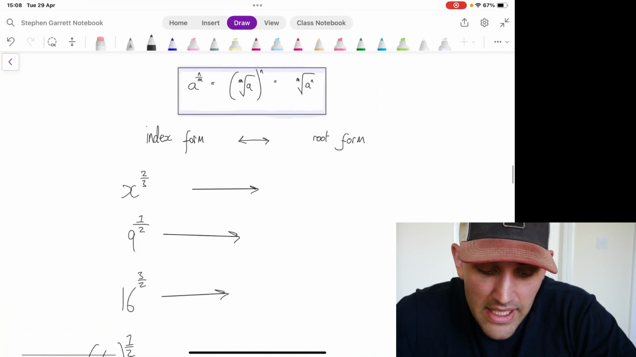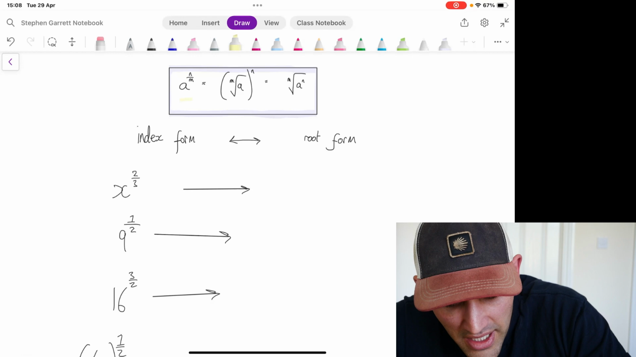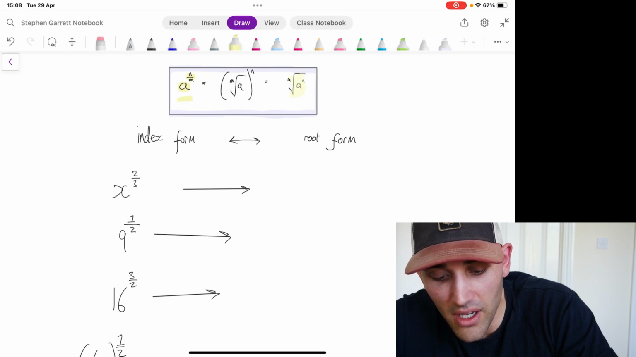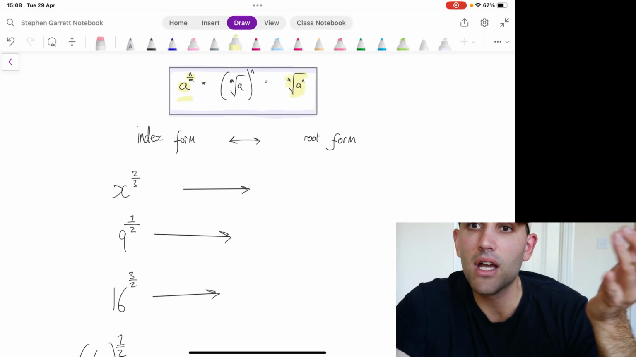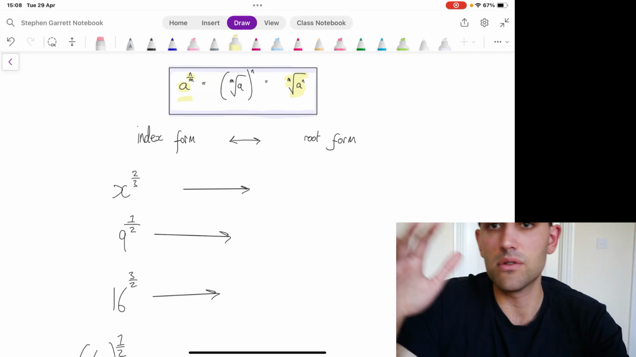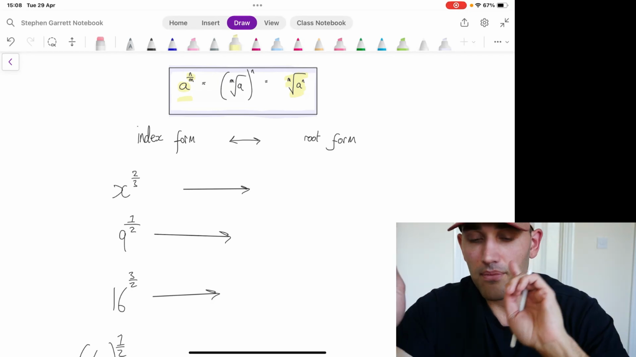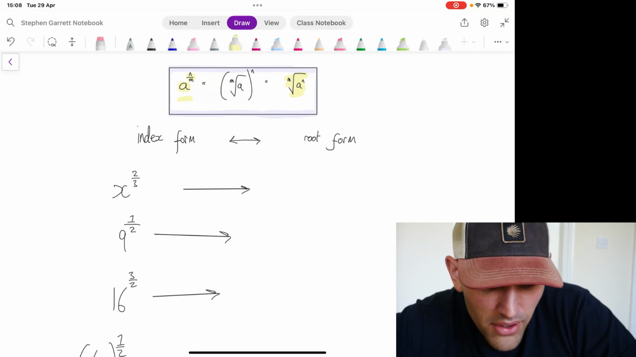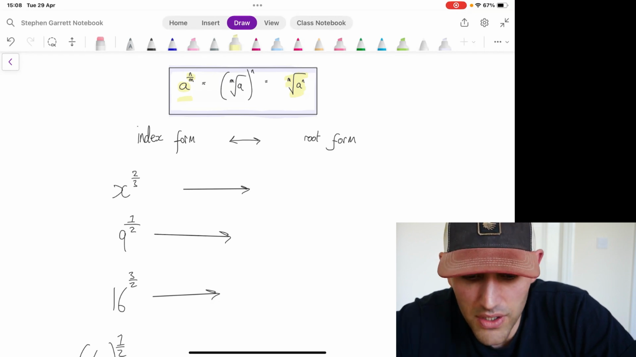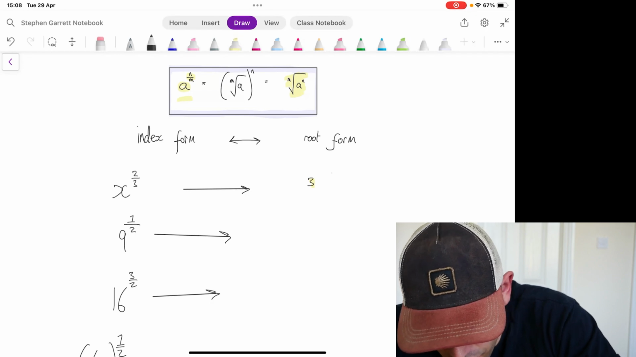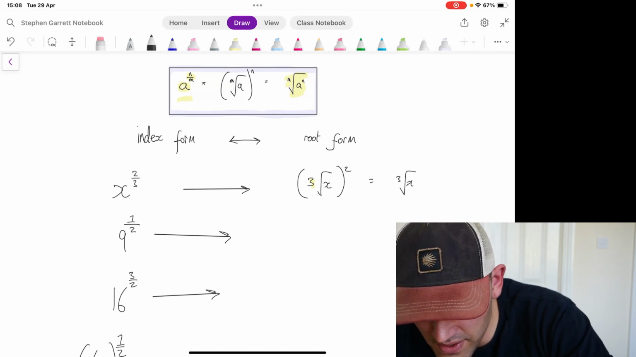What we can do is this. We can write things in index form, which is a number raised to a fractional index. And we can also write things over here in terms of roots being raised to their own powers. Sometimes it's more useful to be in index form, sometimes it's more useful to be in root form, and we can go from one to the other. So let's have a look at this one. x to the power of 2/3. Looking at the rule, I know that is going to be the cube root of x squared. Or I could say the cube root of x, squared, like this.